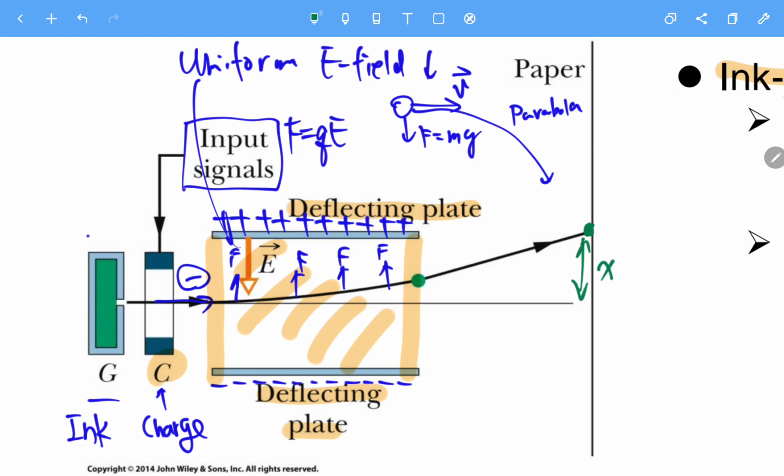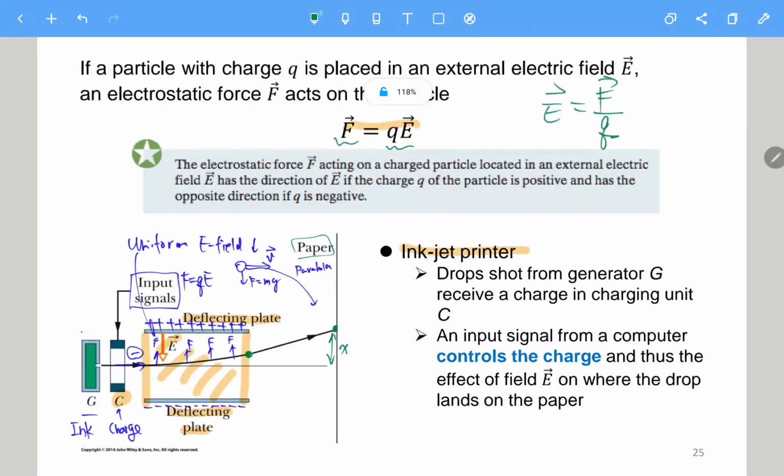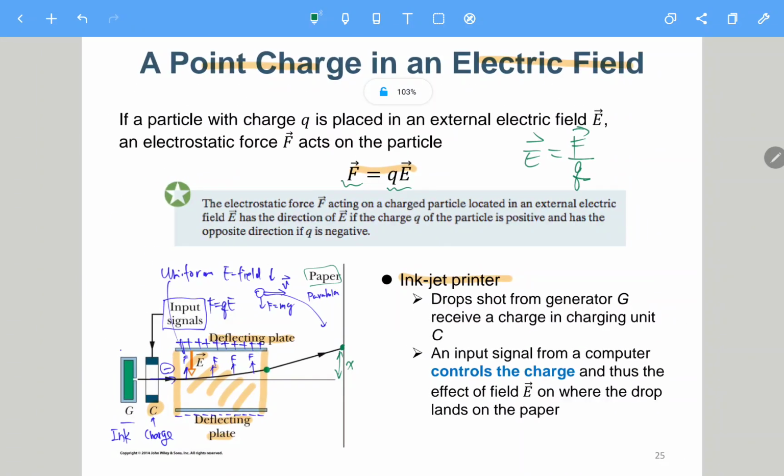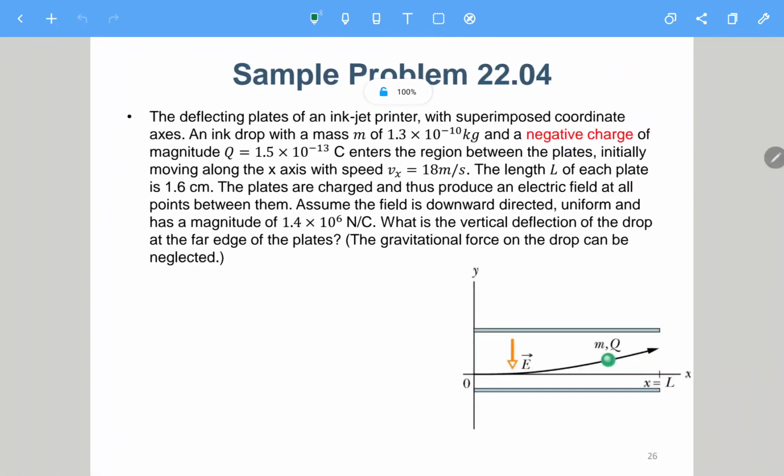Let's say X, that the ink goes on the paper. So that's the simple mechanism of the inkjet printer. Okay, so let's see. We have a simple sample problem about this inkjet printer.